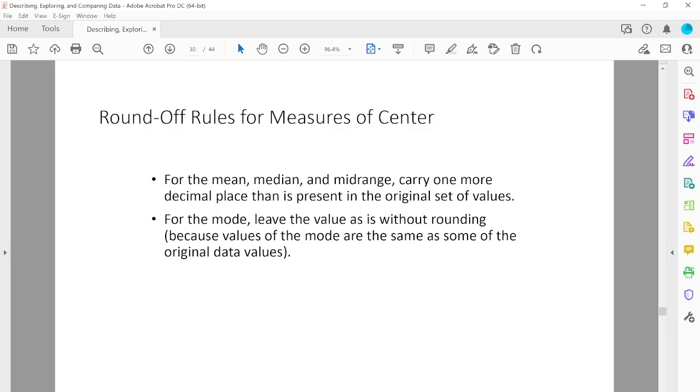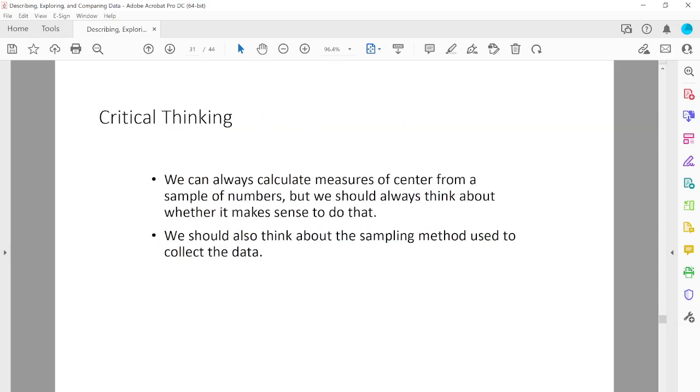While calculating these measures of center, you might sometimes have to round off, and these are the rules we can use for rounding. For the mean, median and mid-range, carry one more decimal place than in the original set of data. If your data values don't have any decimal places, then after calculating mean, median and mid-range, go up to 1 decimal place if your calculation has more than 1 decimal. For the mode, you don't have to do anything. Mode means maximum repetition, so you don't have to round it. Use the exact number.